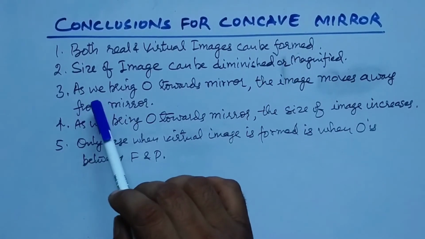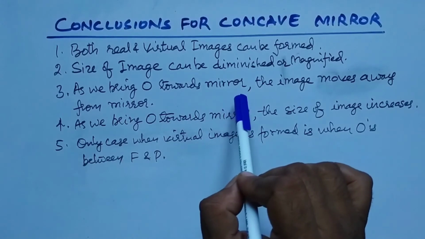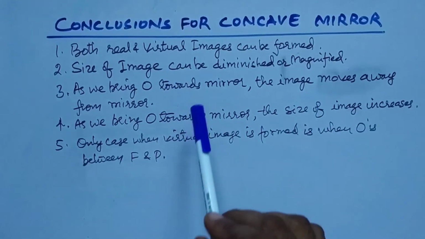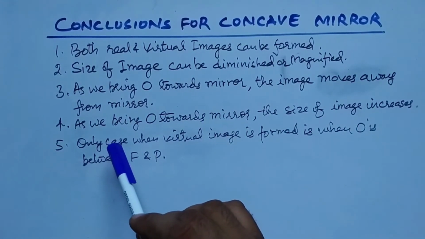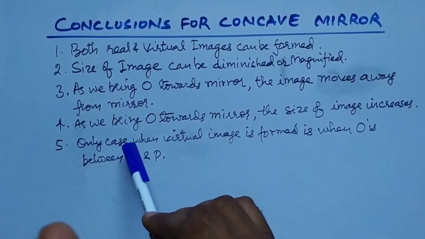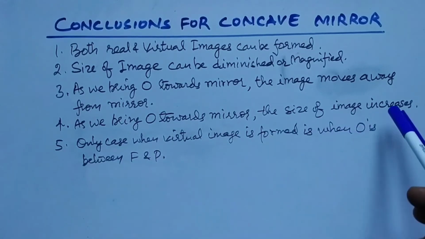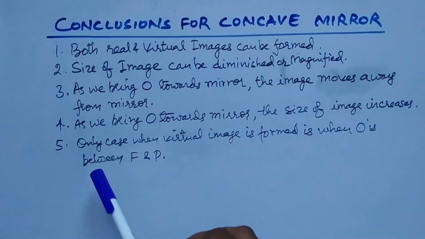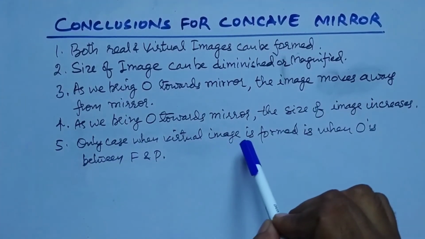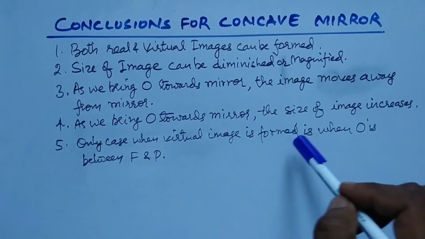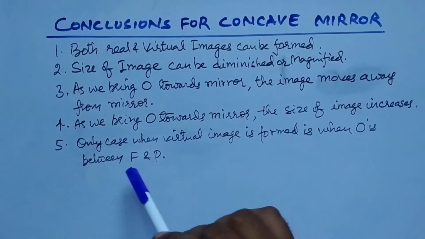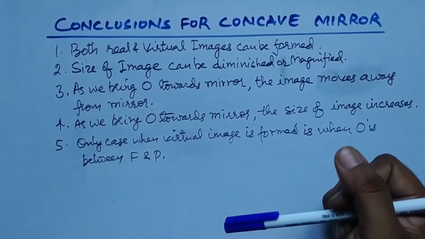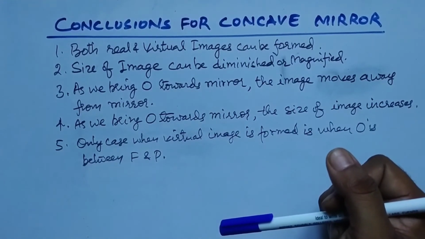The third point is that as we bring object towards the mirror, the image is moving away from the mirror. This is third point you have to remember. Fourth point is as we bring object towards the mirror, we'll see that gradually the size of the image is increasing. You know that. The fifth point is that only one case is there when virtual image is formed by using concave mirror, that is when the object is placed between focus and pole. So these conclusions you can draw from the image formation by a concave mirror.